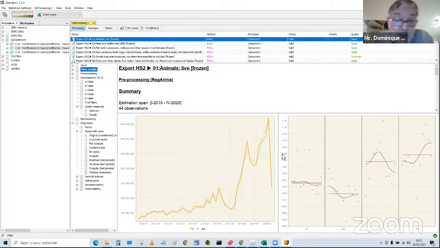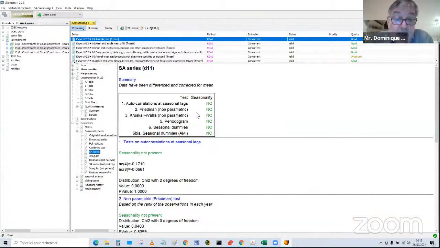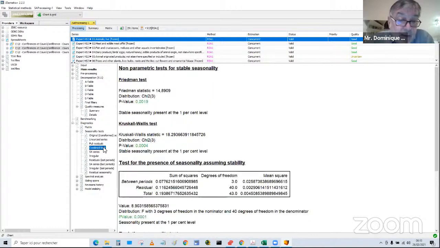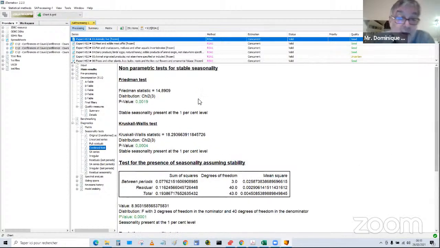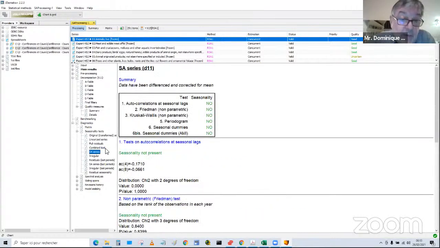So I just have to check now if I have a residual seasonal component. So I go to the SR series to see. In the SR series, I do not see any seasonal coefficient. That's fine. The combined test is okay also. Let me check. It seems to be okay. It was for the seasonal coefficient, sorry, the presence of seasonality. So no seasonality, no residual seasonality.